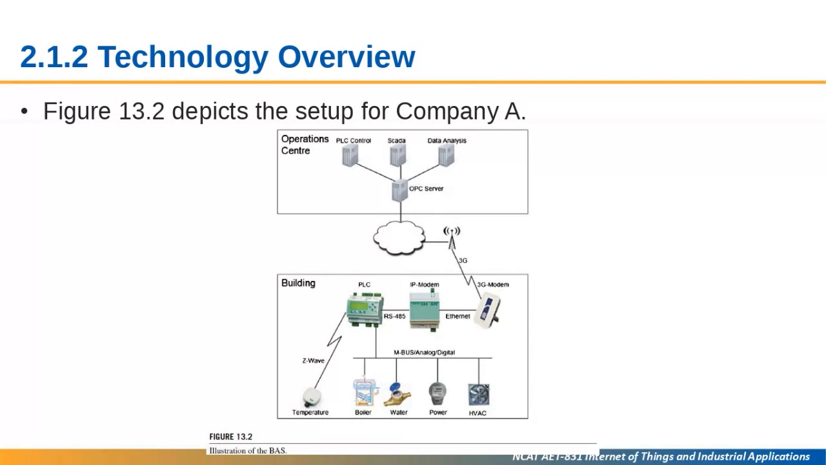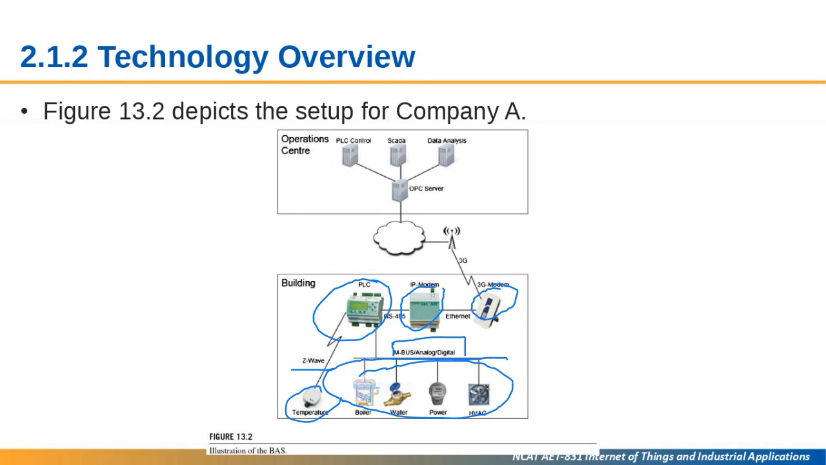So we have the devices. The water, power, and temperature are all connected to the PLC using different methods, for example Z-Wave, USB, all kinds of things. And with the help of the IP modem and the 3G modem, the data can be accessed at the operation center. So the PLC basically takes care of the sensor data, and then by using the IP modem, the PLC can be connected to the internet.